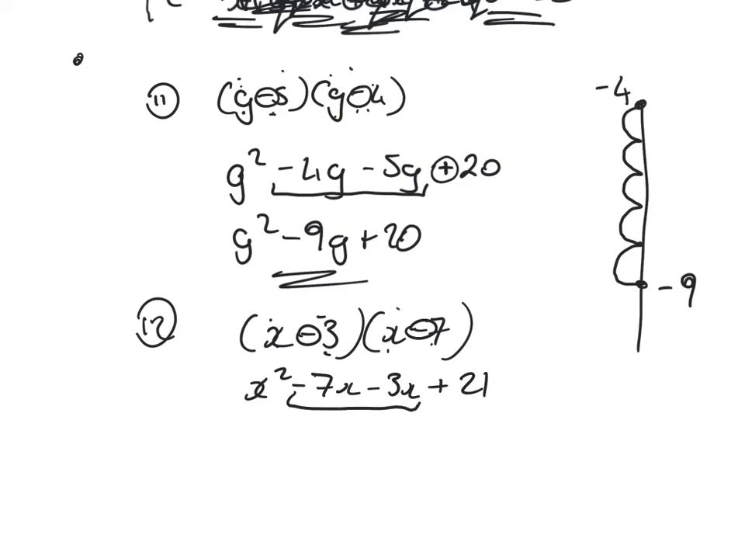Okay, so I've got minus 7x minus 3x. So I'm at minus 7 and I'm travelling down 3 since I'm taking away, which will bring me down to minus 10. So that's x squared minus 10x plus 21. Final answer. Okay, let's put on an extra dimension here.